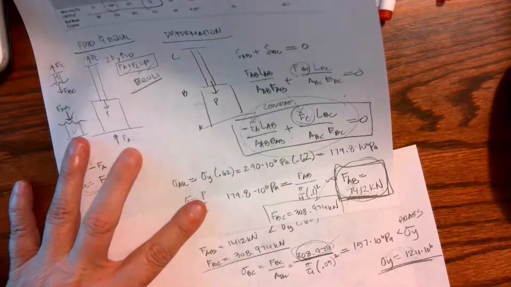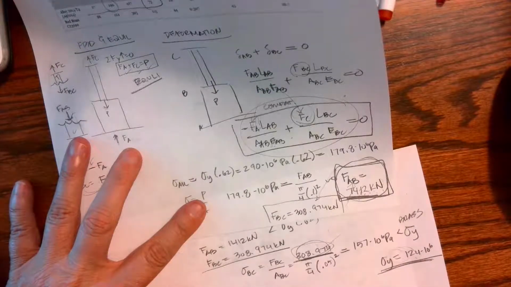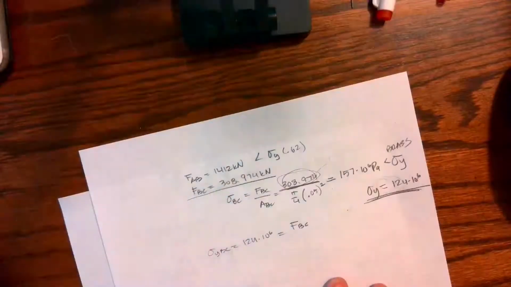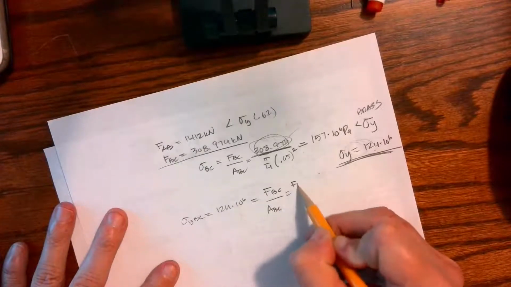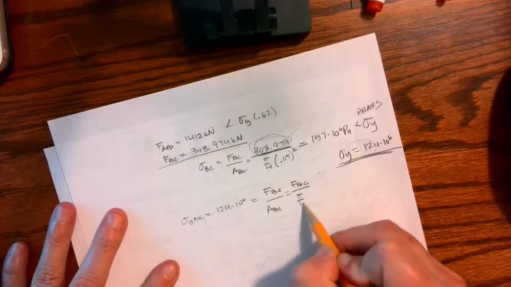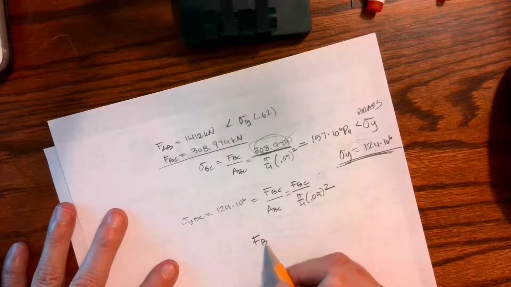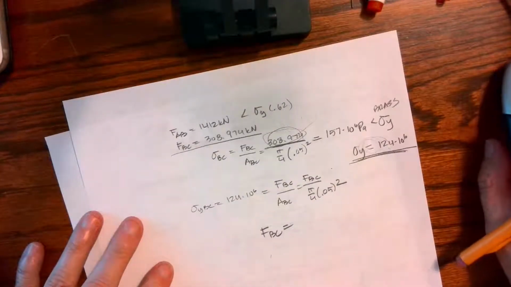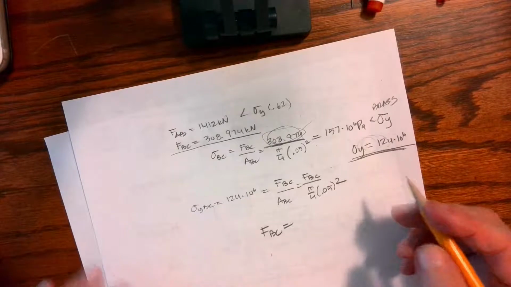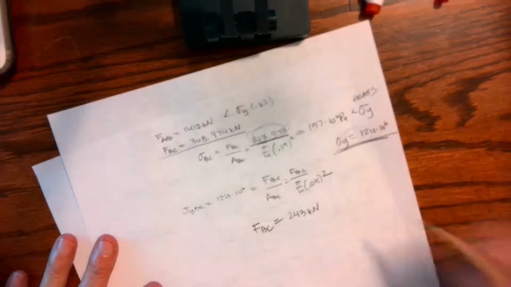So if my yield stress of BC is 124 times 10 to the 6th, and that equals force BC over area of BC, which is force BC over pi over 4 times 0.05 squared, then the maximum force I can have in BC is actually 243 kilonewtons.